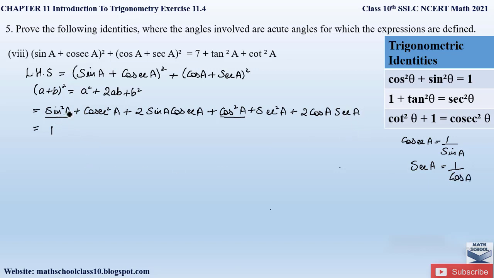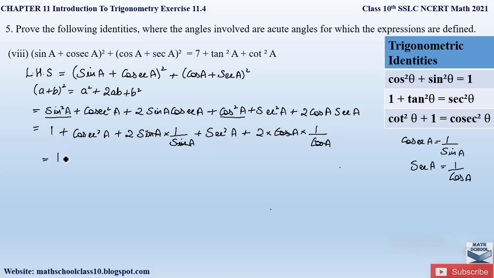So let us substitute those values. Here sin square A plus cos square A we have written as 1, plus we have cosecant square A plus 2 into sin A. Instead of cosecant A we will substitute 1 by sin A, plus then we have secant square A plus 2 into cos A into, instead of secant A, 1 by cos A again. So here sin A and sin A will get cancelled and cos A will get cancelled. So we will be left with 1 plus, now we have cosecant square A.